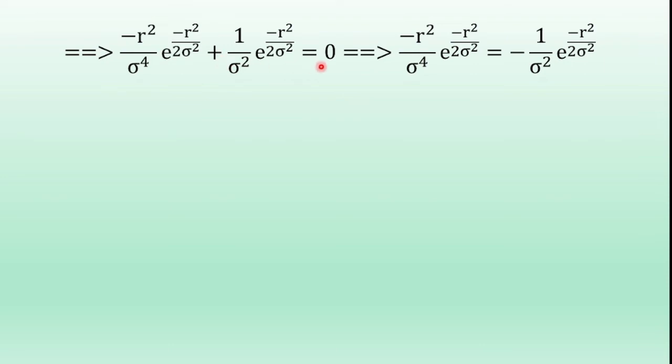So this term is going to the RHS side. We have minus r square by sigma power 4 e power minus r square by 2 sigma square is equal to minus 1 by sigma square into e power minus r square by 2 sigma square.